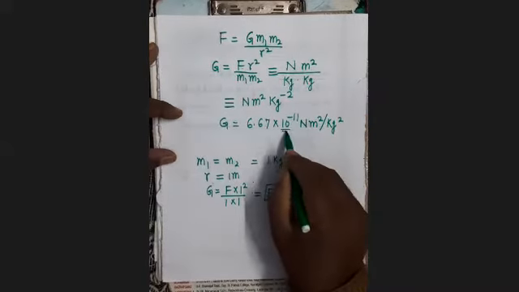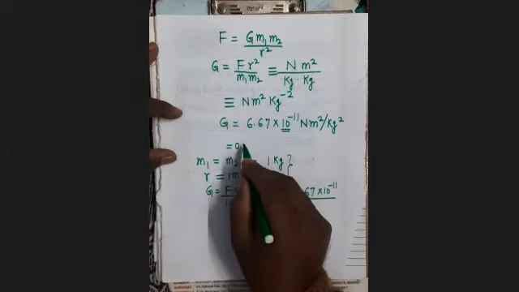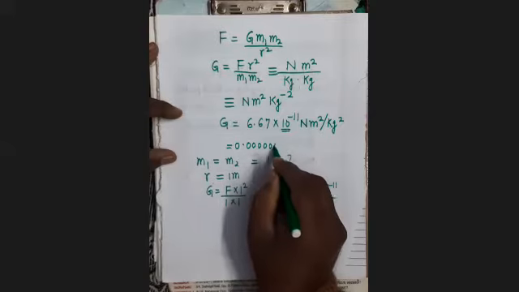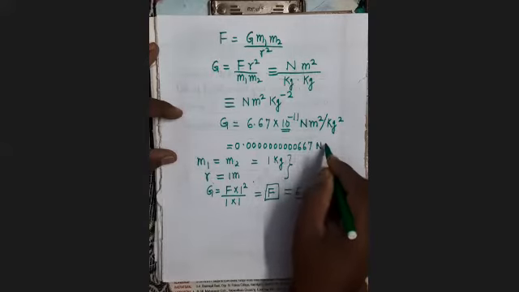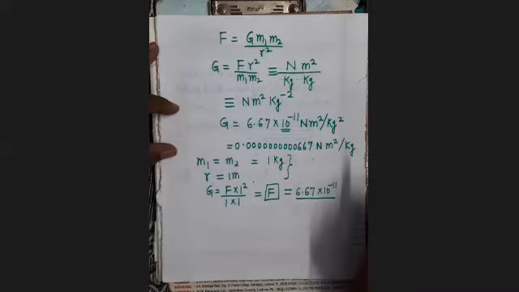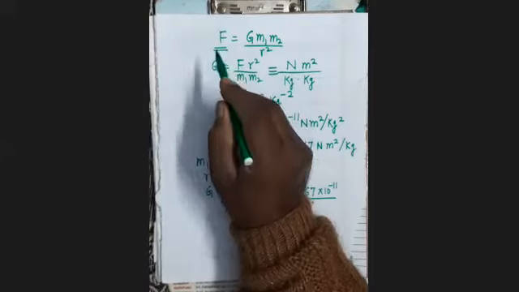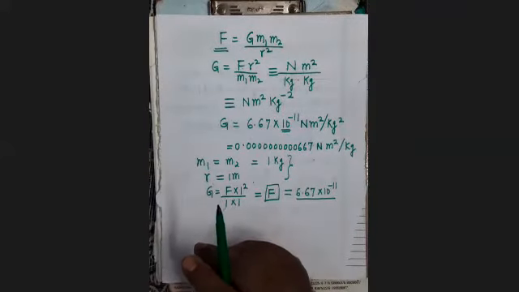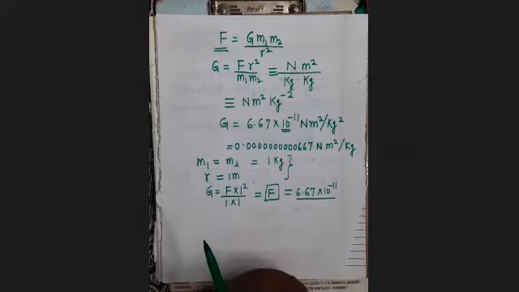Now see here, 10 to the power minus 11. It means how many zeros are there before 6? There are 10 zeros. 6.67. Because of the very small value of G, we don't experience this force of gravitation between two ordinary mass bodies. And why? Because of this very small value of G. Since the value of G is very small, it cannot be experienced.